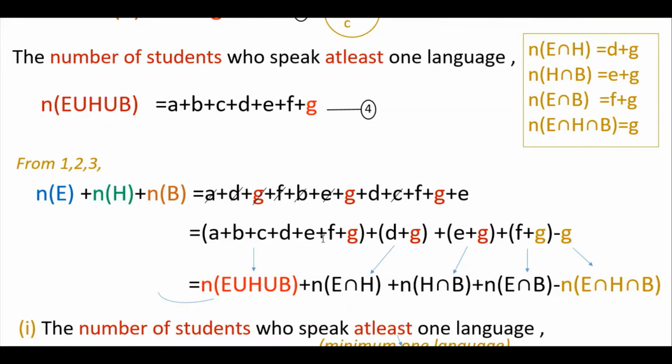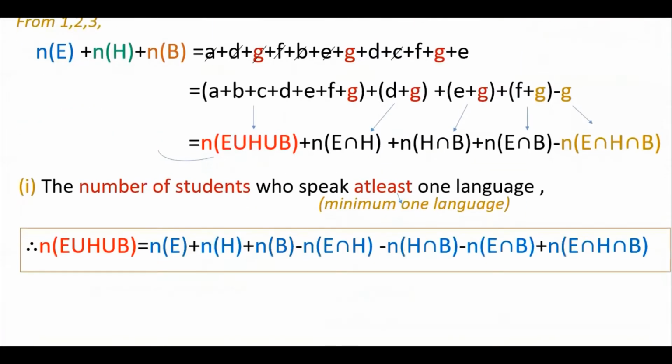Then A plus B plus C plus D plus E plus F plus G is N of E union H union B. So write this value, plus here D plus G is N of E intersection H, and E plus G is N of H intersection B, plus F plus G is N of E intersection B, minus G is N of E intersection H intersection B. So now from this you can easily write N of E union H union B is equal to N of E plus N of H plus N of B minus N of E intersection H minus N of H intersection B minus N of E intersection B plus N of E intersection H intersection B. This is the number of students who speak at least one language, minimum one language.